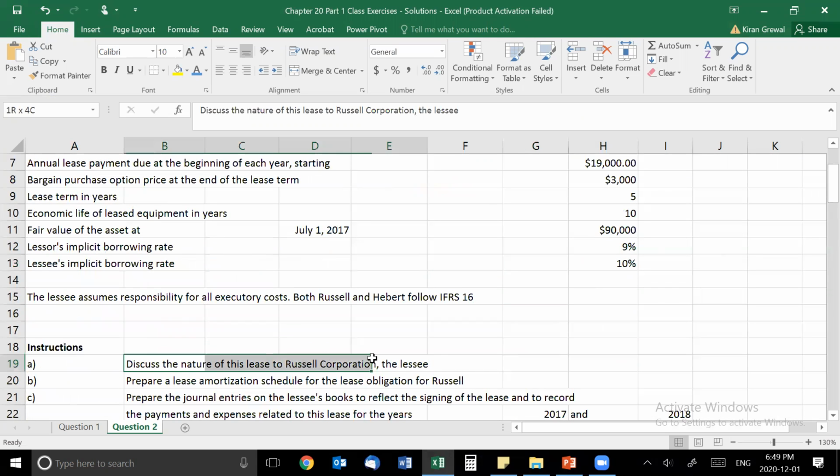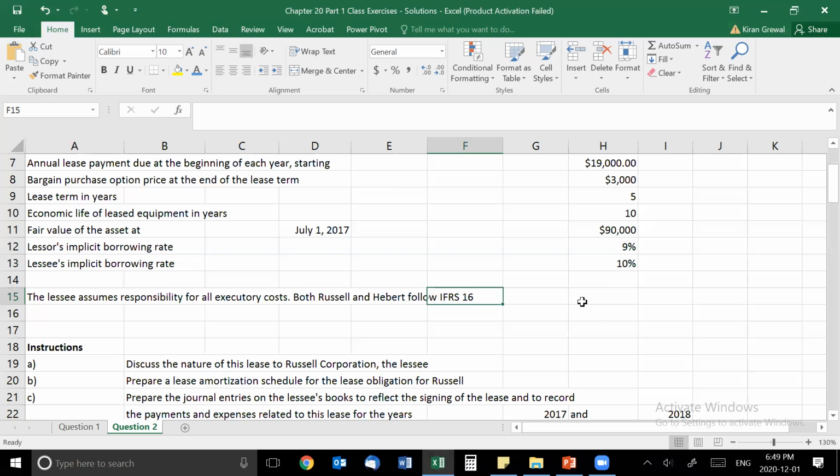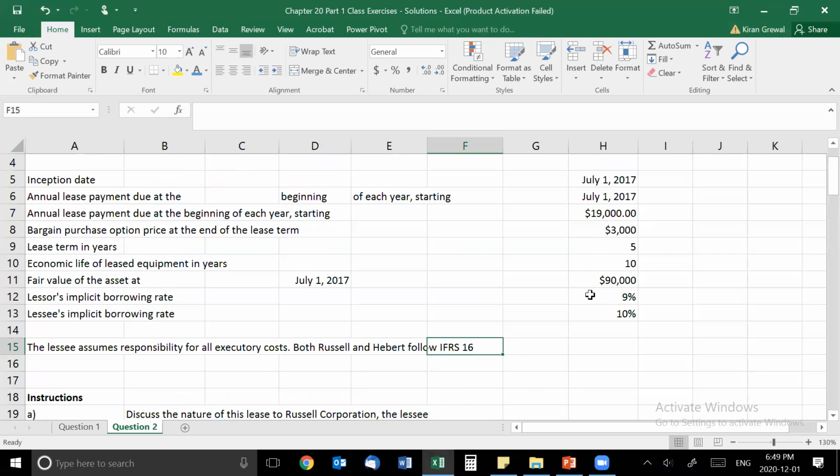So first, discuss the nature of the lease to the lessee. Because they're following IFRS, there's just those two little criteria you have to go through, whether it's a short-term lease or a low-value lease. Otherwise, all other leases are going to be recording an asset and a liability.